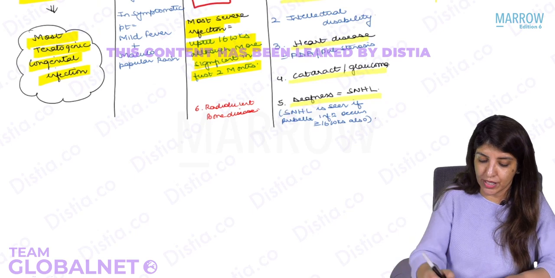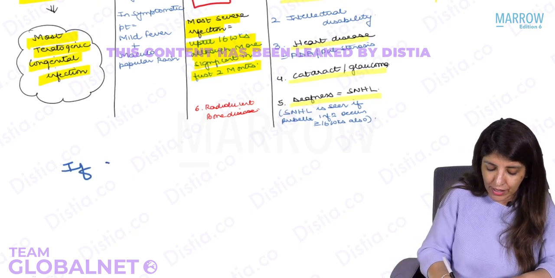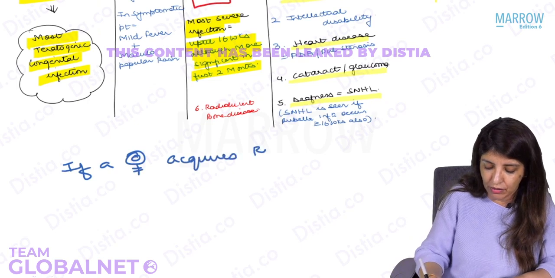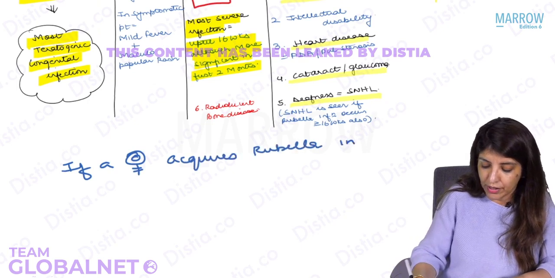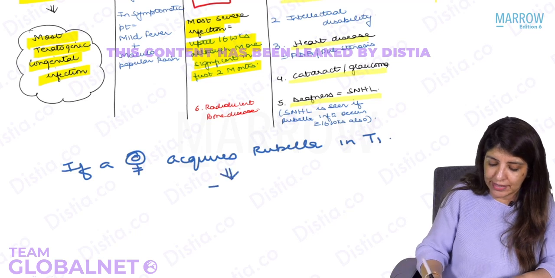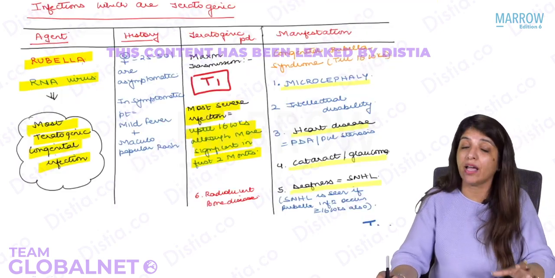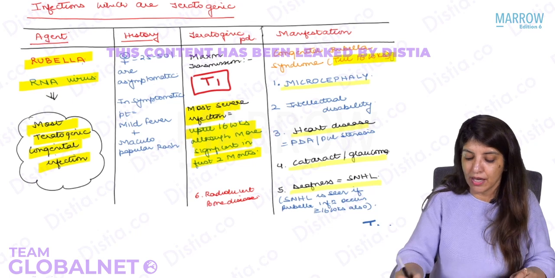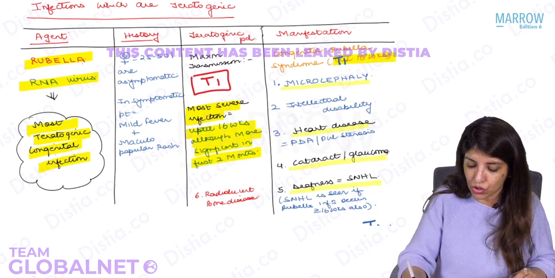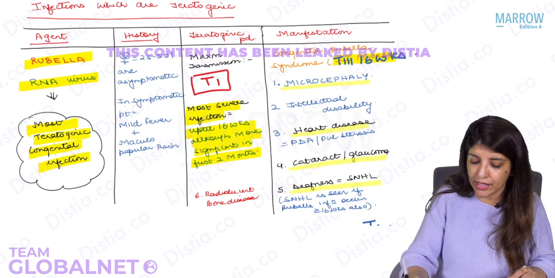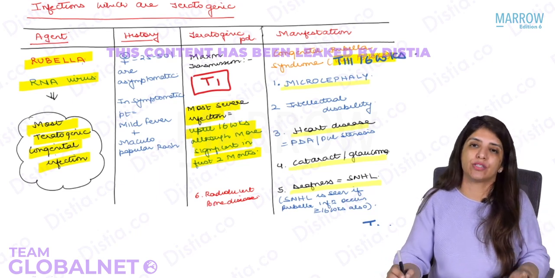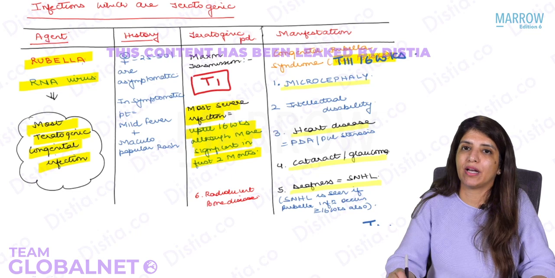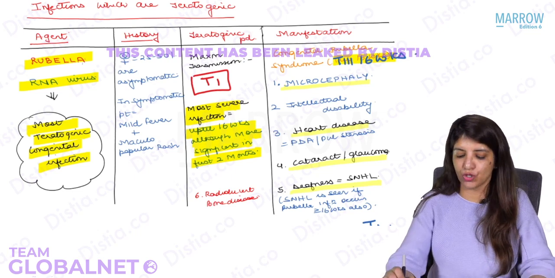So write this point down, that if a pregnant female acquires rubella in first trimester, then that is an indication for doing MTP, because rubella in first trimester, specifically up till 16 weeks of pregnancy, can lead to congenital rubella syndrome. And in congenital rubella syndrome, there are certain peculiar features which you get.